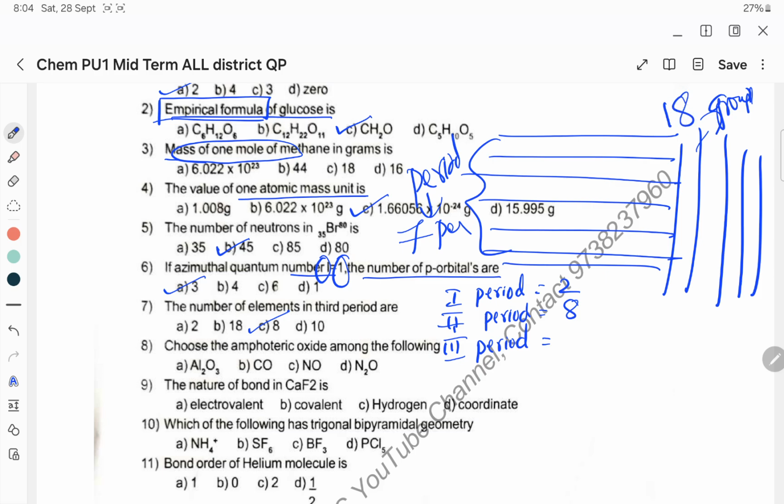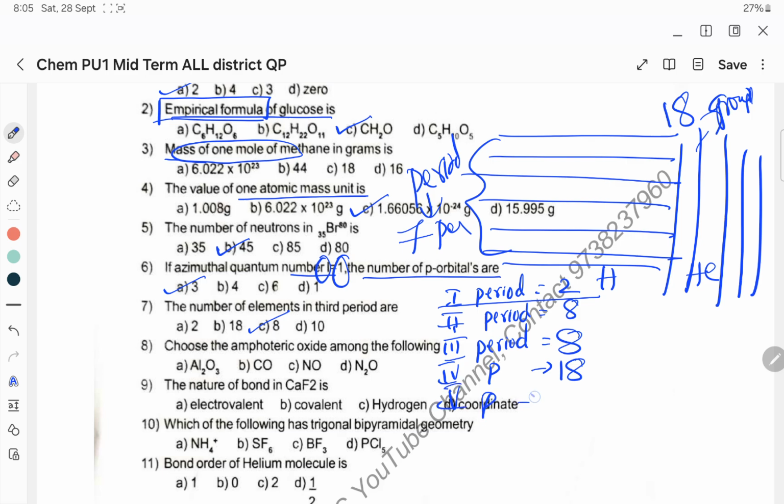Okay, now what is the question? The number of elements in the third period. If you take the first period, how many elements? 2 elements. Which are those? Hydrogen and helium. Okay. Next, in the second period there are 8 elements. In the third period also there are 8 elements. So the correct option is option C. Now tell me, in the fourth period how many elements are there? Guess it. That is correct, 18.